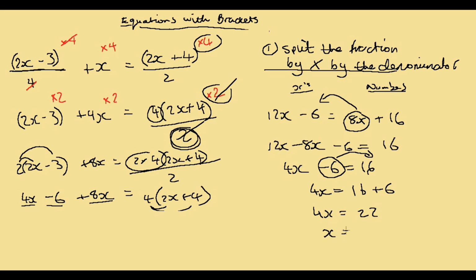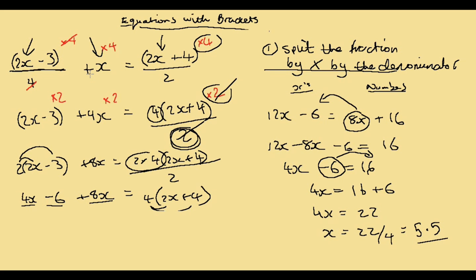So what must x equal? Well, it must be 22 divided by 4. And that has a final answer of 5.5. So x equals 5.5 is the solution for our original equation, right from the start. And if you were to put in 5.5 here, here, and here, the whole equation will balance out very nicely.